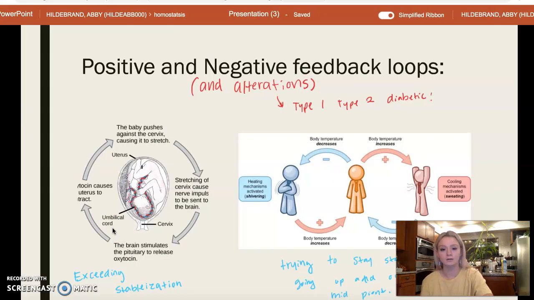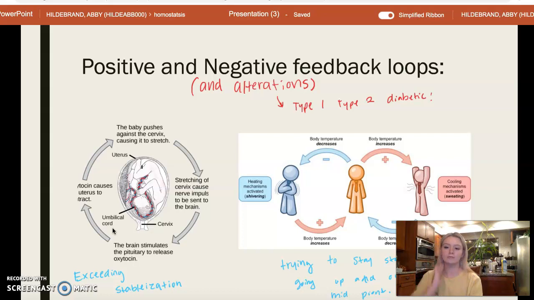There are positive and negative feedback loops. When I think of a positive feedback loop, I usually think, oh, that's positive, that's great. But in medical terms, it doesn't always mean that it is positive. It means that it's probably exceeding limits.